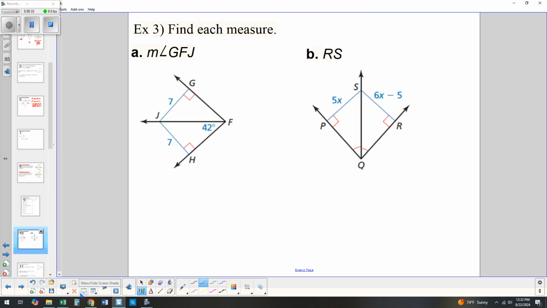So let's find each measure. I could see that JG and JH are congruent and perpendicular to the sides, so that means that is on the angle bisector. Both of these angles are 42 degrees, so angle GFJ just equals 42 degrees.